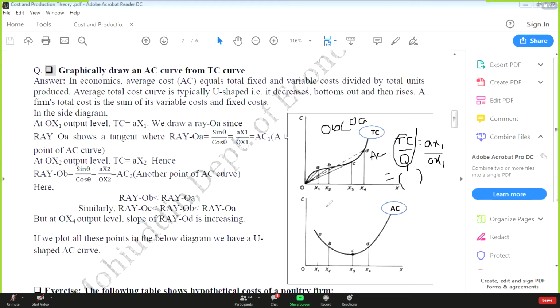Now, if your first point is A here, first point means when you are producing x1 level of output, you take any point. For example, if I draw, let this be the first point, but the first point does not answer you. Why?